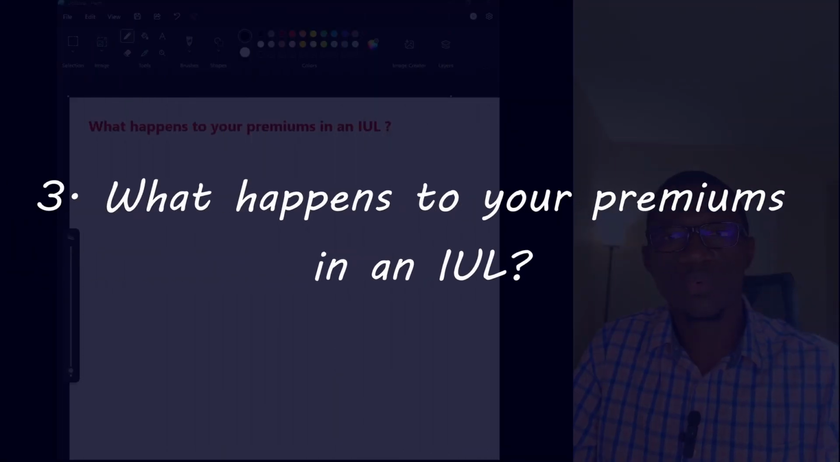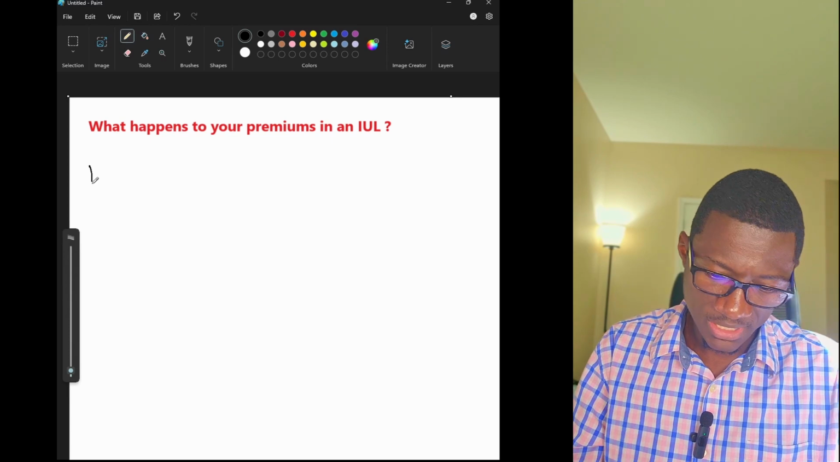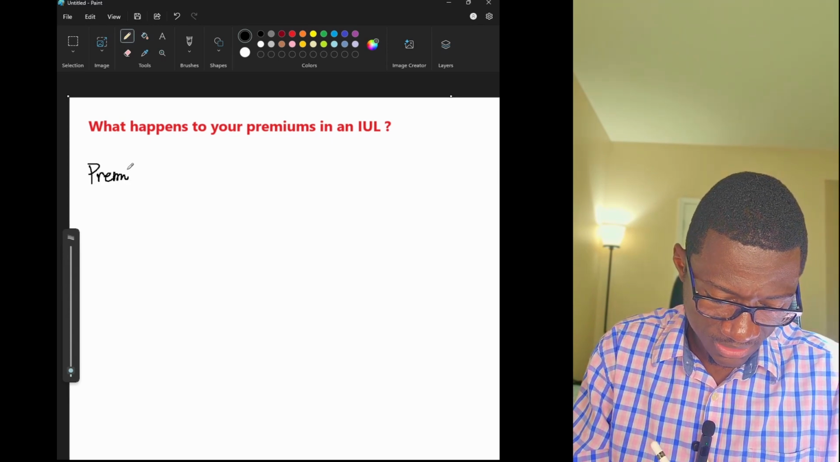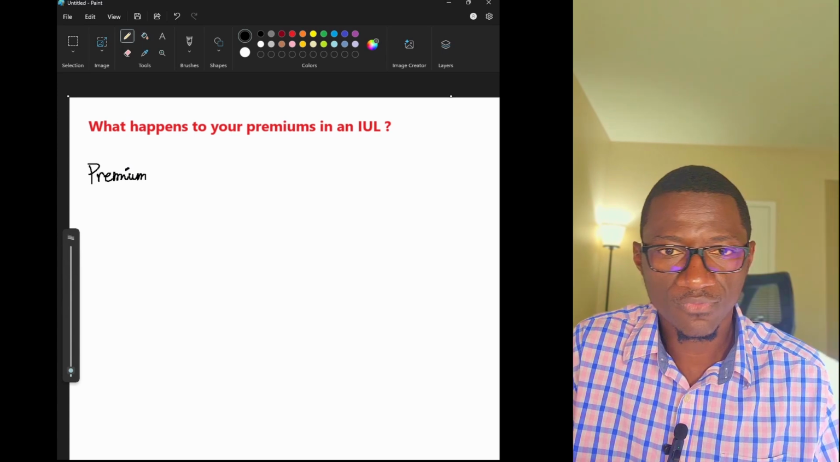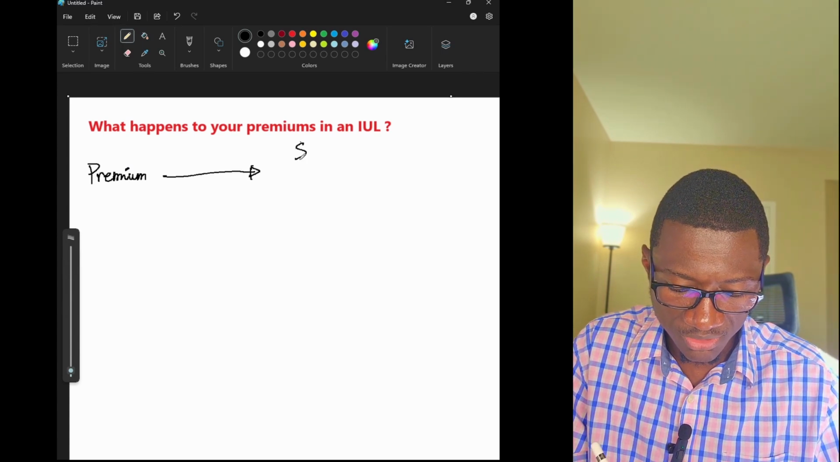Point number 3, what happens to your premium in an index universal life, or IUL? So let's say that you have your premiums that come into your policy. For this example, let's assume that you pay $100.